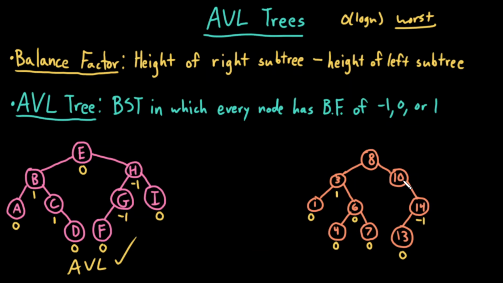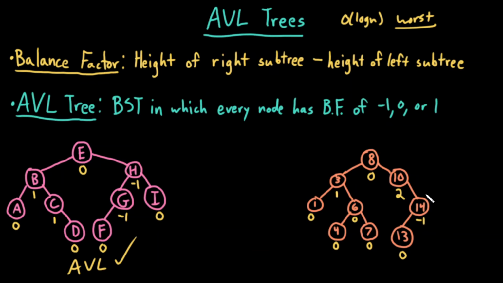This node has a right height of 2, and a left height of 0. So its balance factor is 2 minus 0, which is 2. This node has a right height of 3 and a left height of 3. Therefore, its balance factor is 3 minus 3, which is 0.